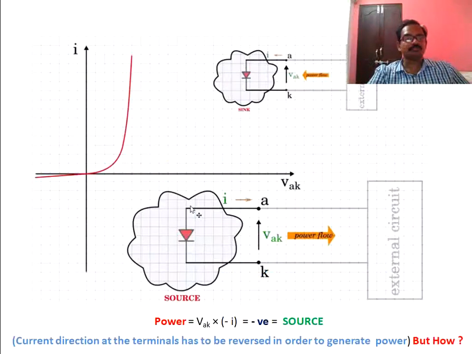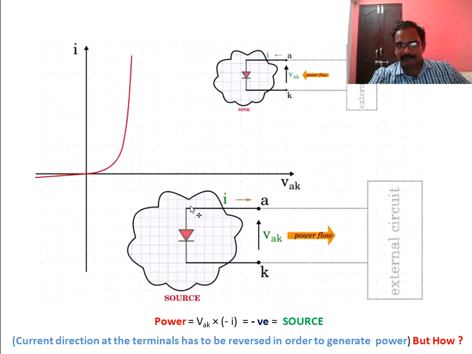So what to do? Say, for example, in the fourth quadrant, voltage VAK is positive and current is negative. So voltage is positive, current is negative, so total power is negative. So it acts as a source. In order to make the current negative, what do I have to do? In the first quadrant, the current is flowing from anode to cathode. Now I need to change the direction of the current. You can see in the bottom diagram clearly.